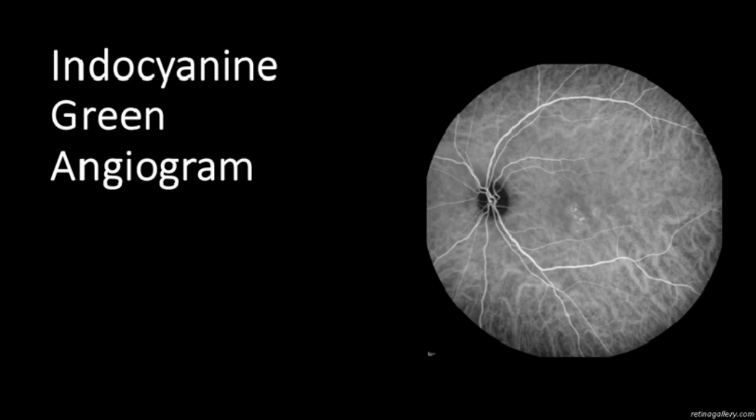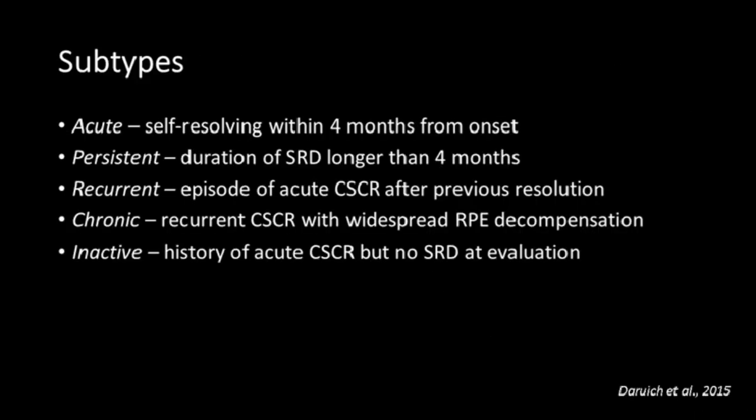ICG is also often helpful. ICG often shows you massive engorgement of the choroidal vessels. It can also show you hot spots. Polypoidal choroidopathy is in the same spectrum, and many of these patients with pachychoroid that are prone to CSC can develop polypoidal later in life.